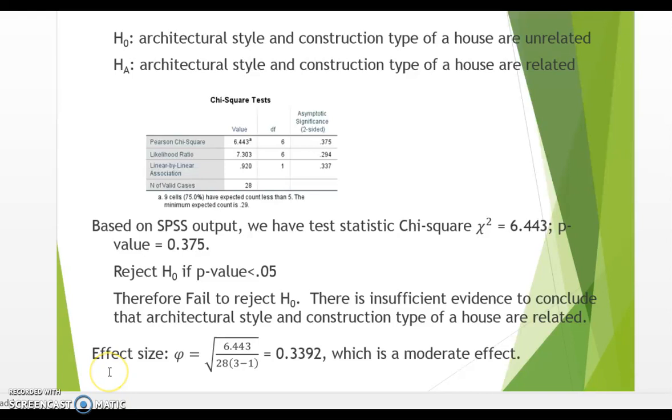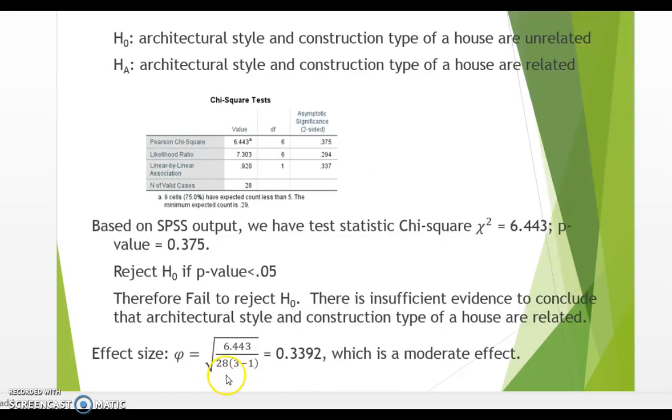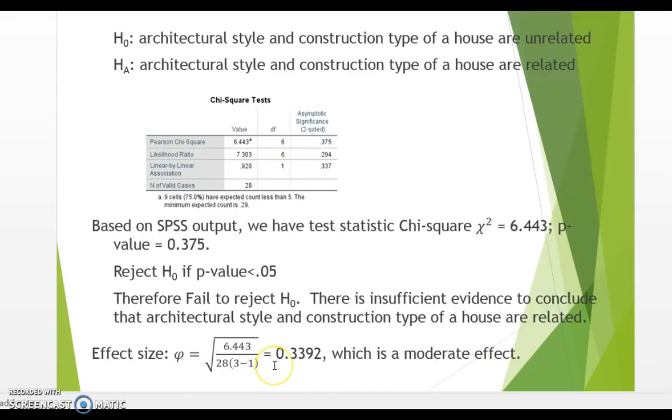In the end, you can talk about the effect size of this hypothesis test. Phi equals the square root of the chi-square, which is 6.443, divided by 28, the sample size, times the minimum of the number of rows and columns minus 1, so 3 minus 1. That turns out to be 0.3392, which is a moderate effect.